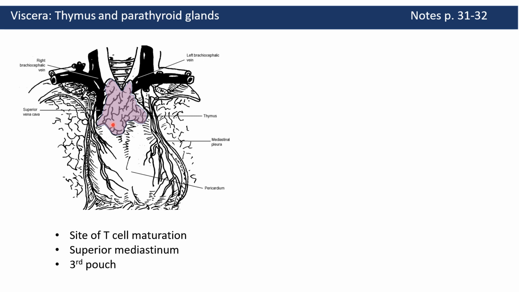The thymus lives in the thorax, usually immediately superior and anterior to the heart. It is largest in the neonate, and then it atrophies after puberty and involutes, where the tissue of the thymus is then replaced by fat.